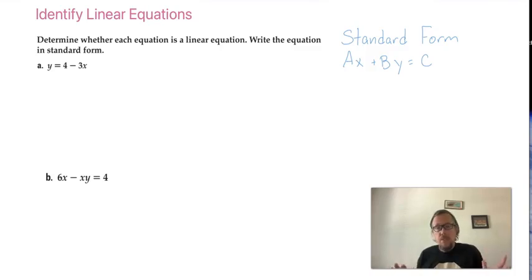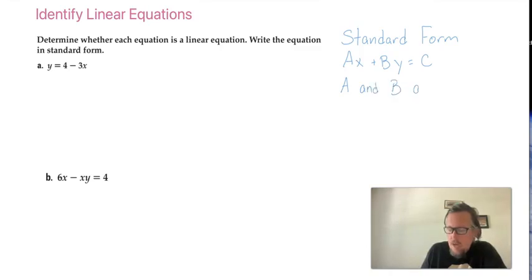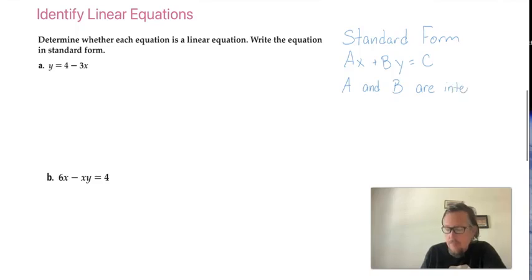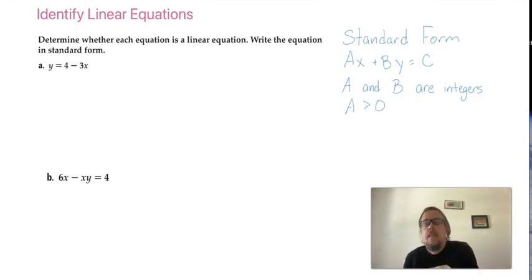So there's a few rules associated with standard form. The big ones are a and b are integers, but a has to be positive. So the coefficient, the number in front of the variable for x, has to be a positive whole number, and b has to be an integer. So no fractions, no decimals, nothing like that.